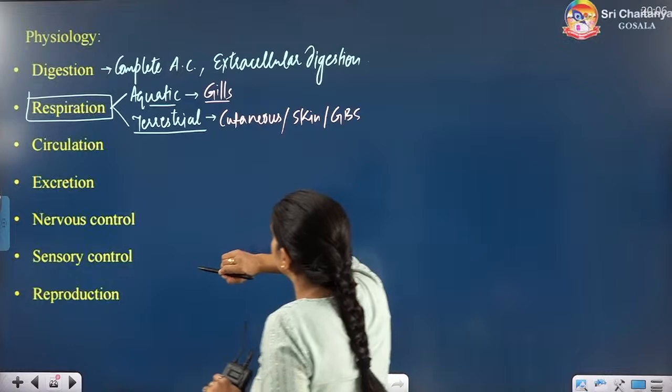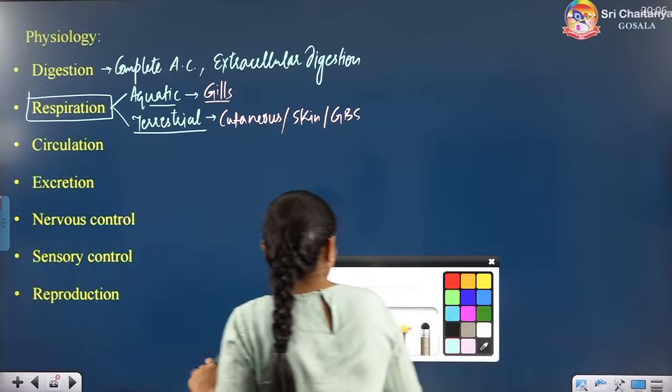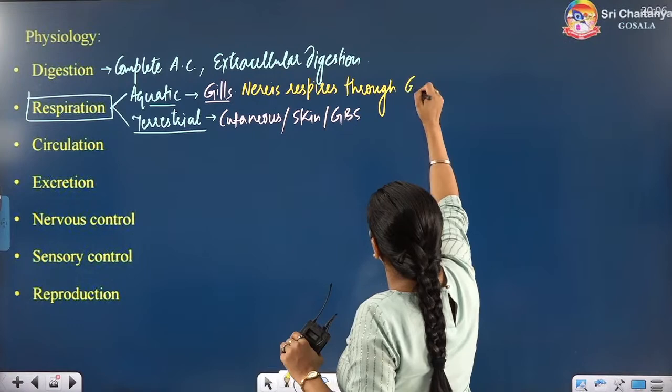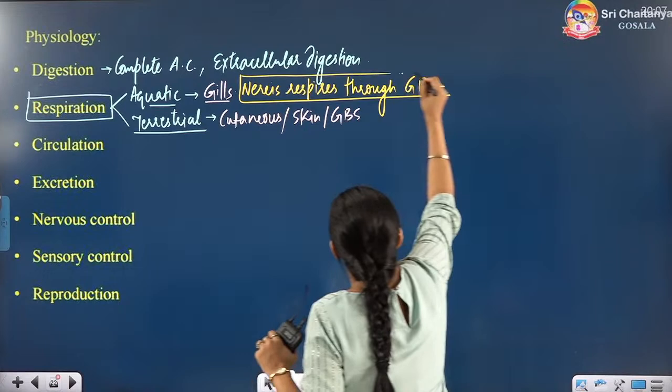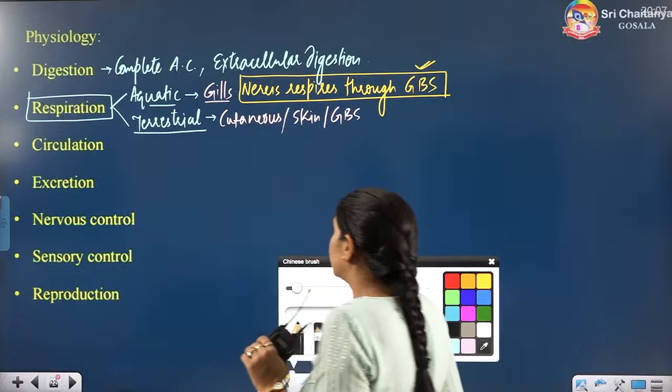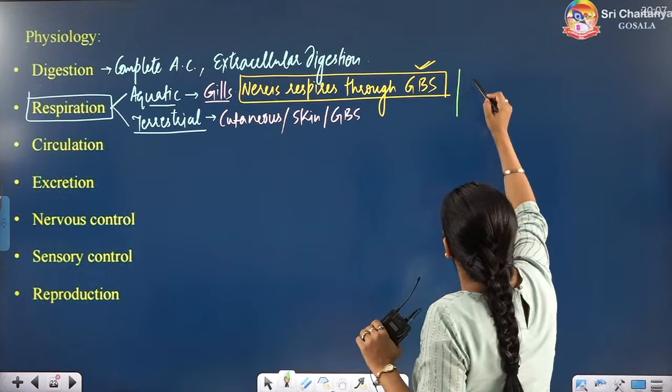So here the example is Nereis, but Nereis respires through general body surface. Nereis, being an aquatic form, does not respire through gills. All right, it respires how? It respires through general body surface. This is important. In terrestrial, there will be cutaneous respiration. In aquatic forms, I have also told you that you will find parapodia.